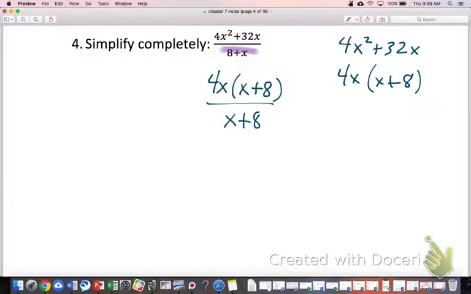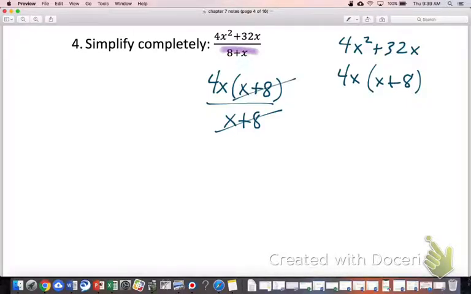Because if you do flip the order around, can you now see how the entire denominator exactly matches one of the factors in the numerator? So what I can then do is cancel this entire factor with that entire factor.